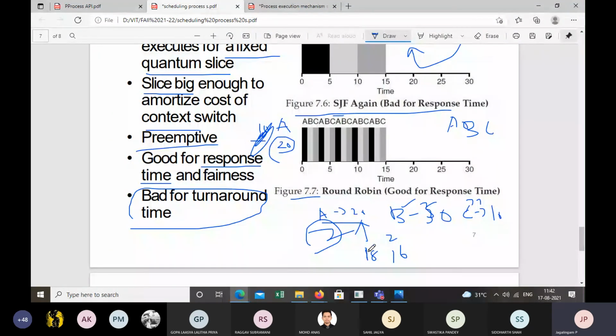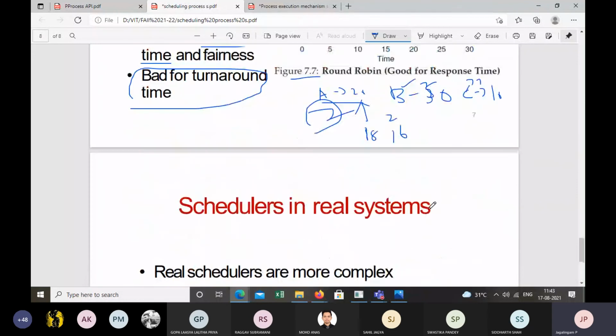Now, do you think the process A turnaround time is high or less? High, right? Because turnaround time is the time it arrives in the system to the time it gets completed. So it has to wait every 4 milliseconds to get its turn on the CPU for execution, right? Okay, so let me stop here.